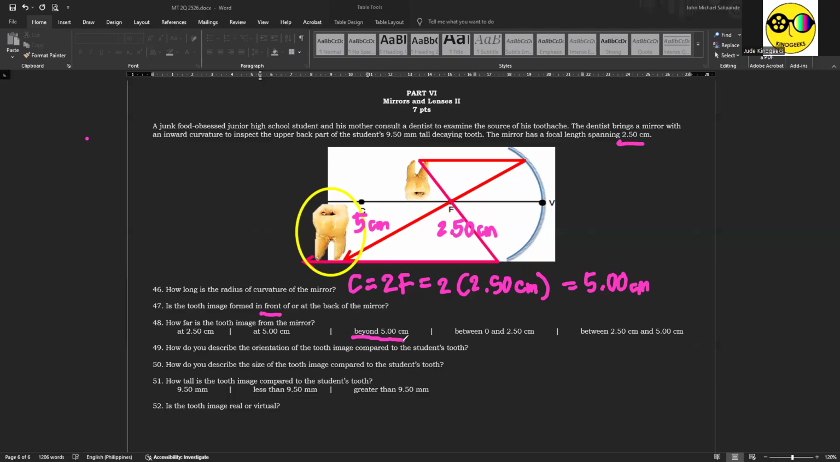Okay? Number 49. How do you describe the orientation of the tooth image compared to the student's tooth? The tooth image compared to the student's tooth was inverted, turned upside down. And it actually makes sense, it is wise, to use the concave mirror here.